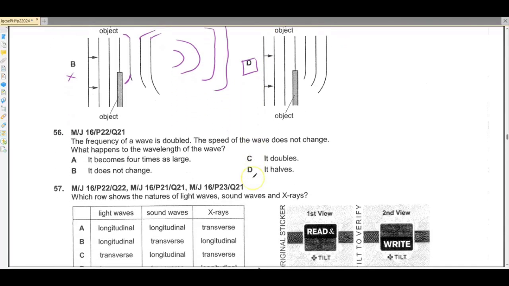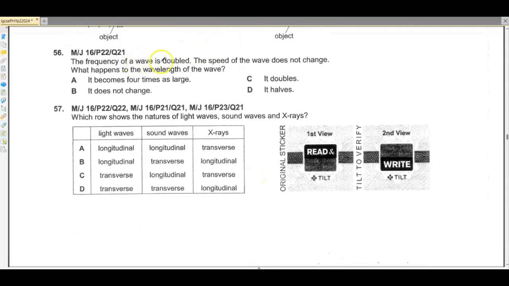ठीक है? Question number 56. The frequency of the wave is doubled. The speed of the wave does not change. What happens to the wavelength of the wave? Okay. We know that these three quantities are associated with each other through this formula. So now they say that the speed is not changed. The frequency is doubled. So what effect is this going to have on the wavelength? So wavelength is this. Okay, so if this is increased 2 times, so this is going to half.